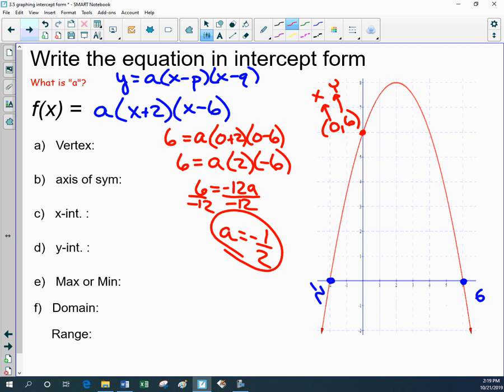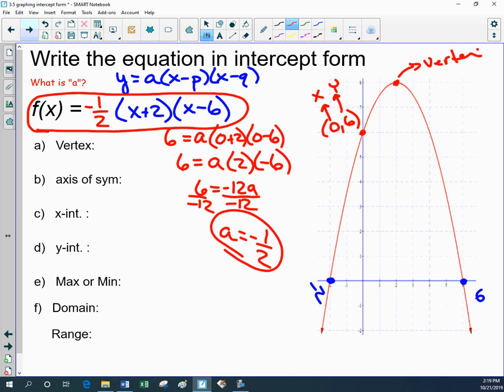So that is the value that goes here in front. So a is -1/2. And so this is the equation that represents the graph. Okay, then it asks us for the vertex. So the vertex, we can identify that by looking at it. The vertex is right here, and that is at 2, 8. So the vertex is at 2, 8.